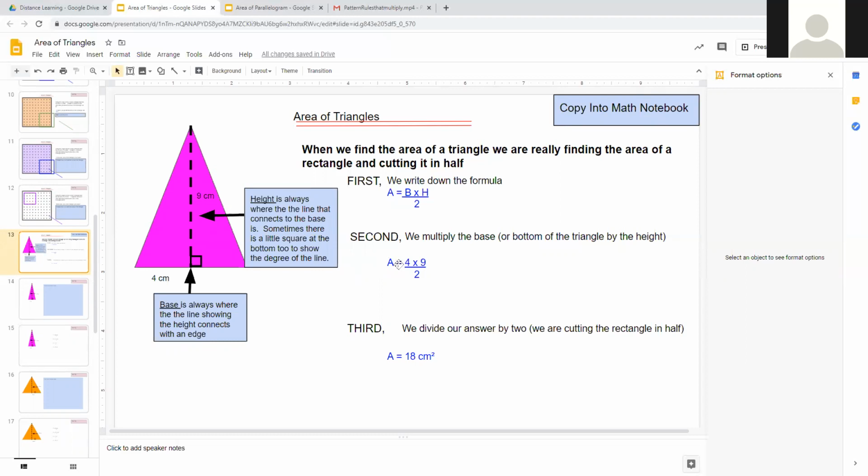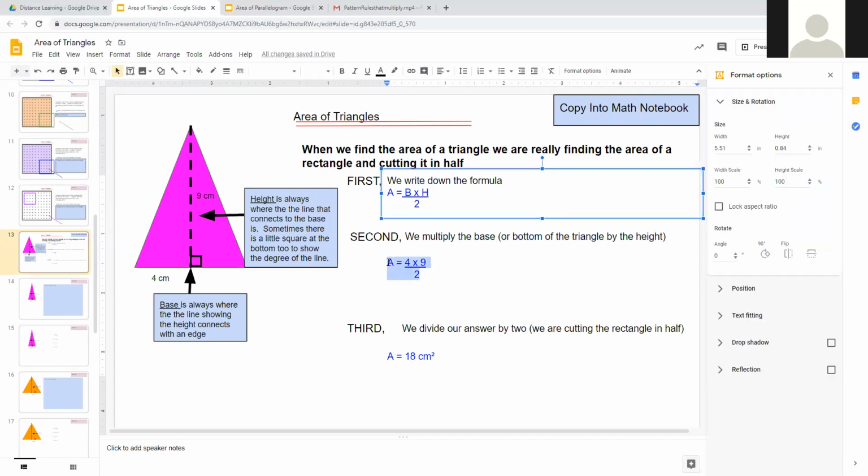So then we multiply the base, or the bottom of the triangle, by the height. So in this case, our base is 4 and our height is 9. And we get the answer, 36, and then we divide it by 2. And actually, I can see that I've neglected to include that part, and that step should be in your work when you do it. So this should be part of your work, that you show the multiplication and then still the fraction.